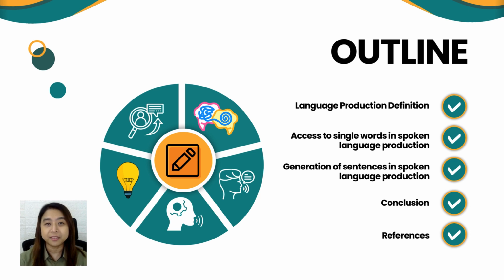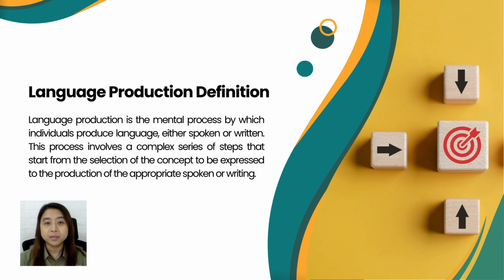This material I divide into 5 parts. It consists of: language production definition, access to single word in spoken language production, sentence generation in spoken language production, conclusion, and also references. Language production is the mental process by which individuals produce language, either spoken or written. This process involves a complex series of steps that start from the selection of the concept to be expressed to the production of the appropriate spoken or written form.